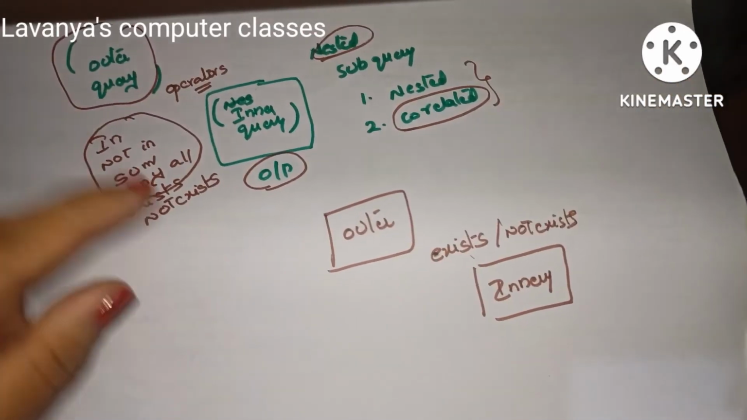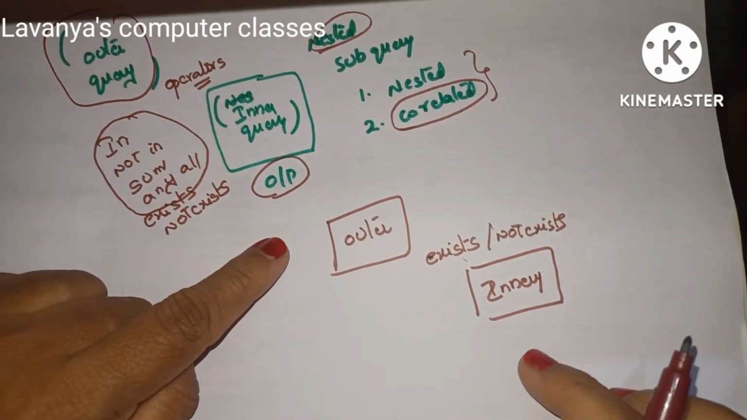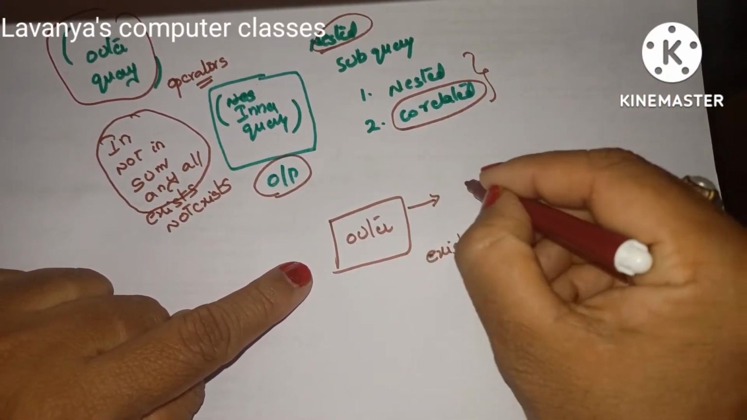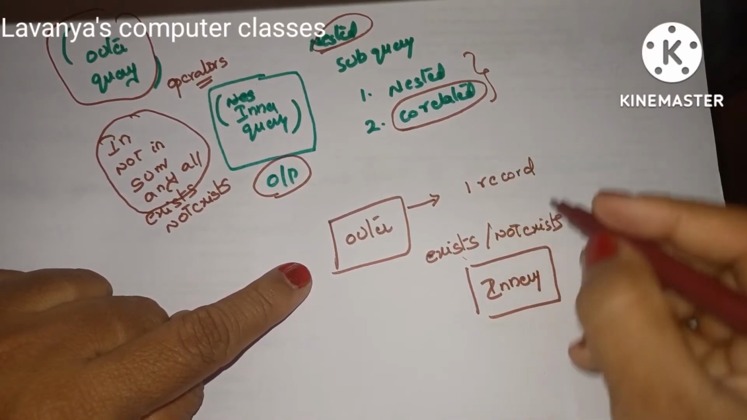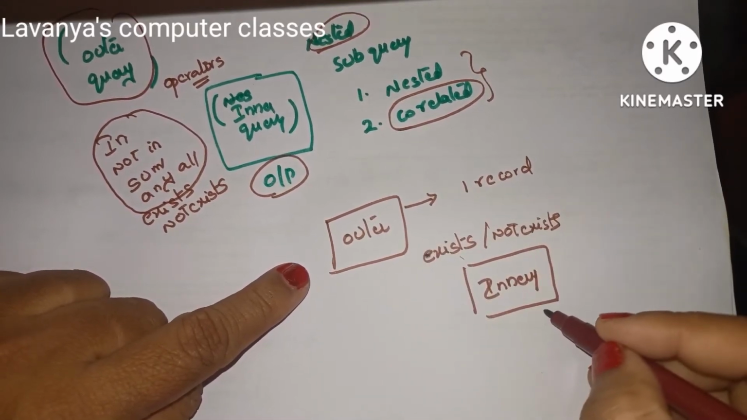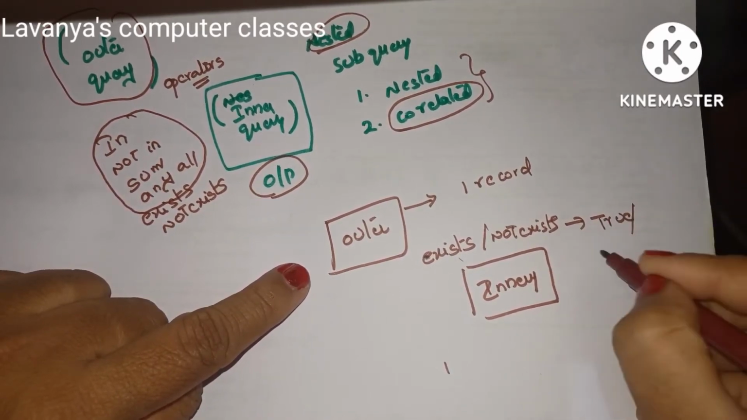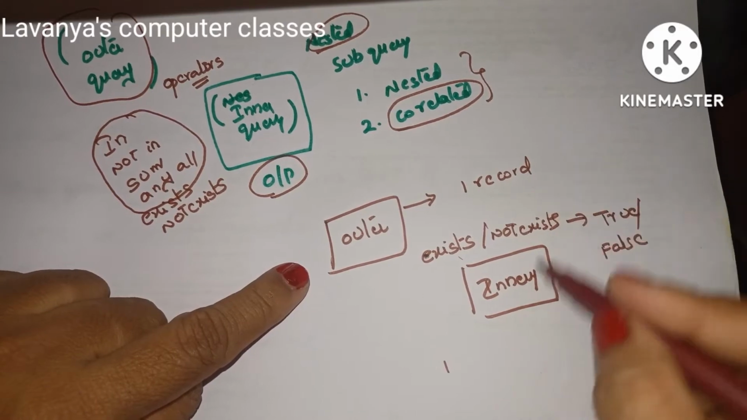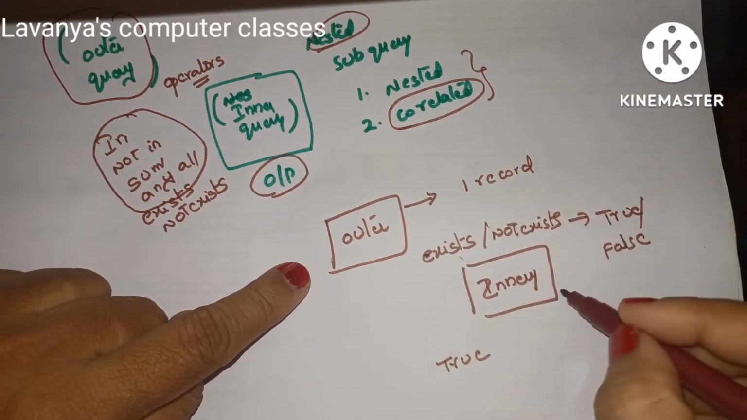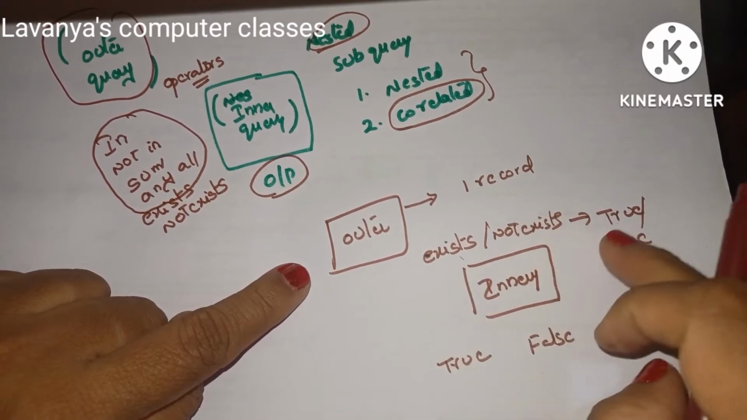How it works: in a nested query, the inner query is executed first, then the outer query. But in the correlated query, the outer query is executed first, and it retrieves one record. This record is matched with the inner query. EXISTS and NOT EXISTS always give the answer either true or false. If the first record is available in the inner query, then it gives true. If the record is not available in the inner query, then it gives false. Like this, EXISTS and NOT EXISTS work.